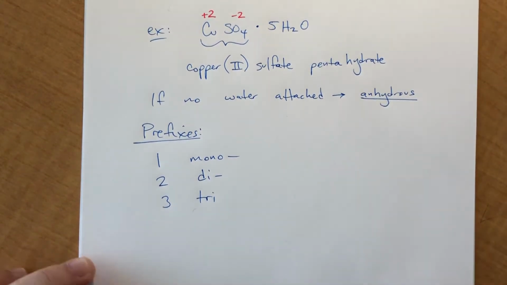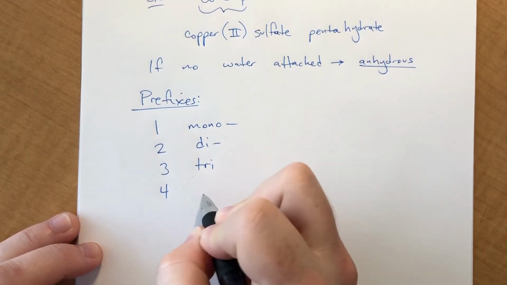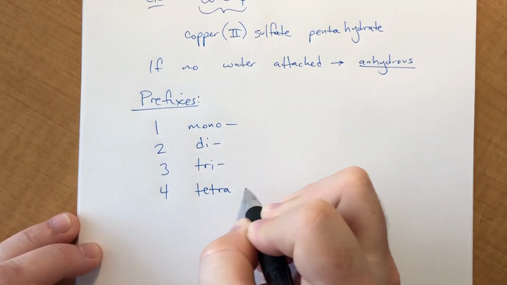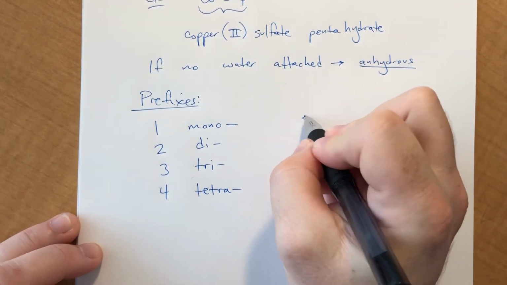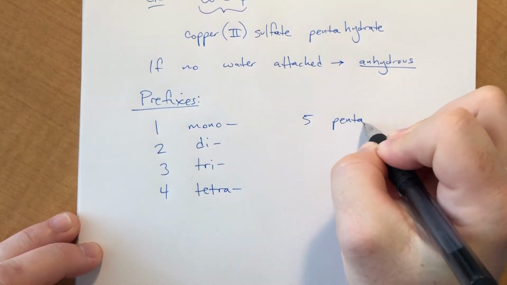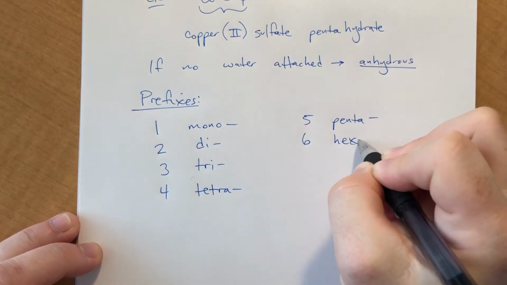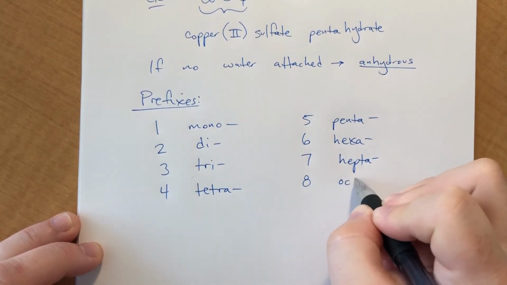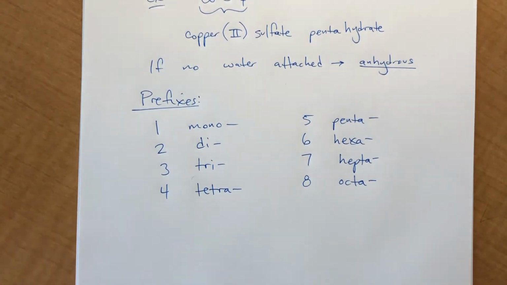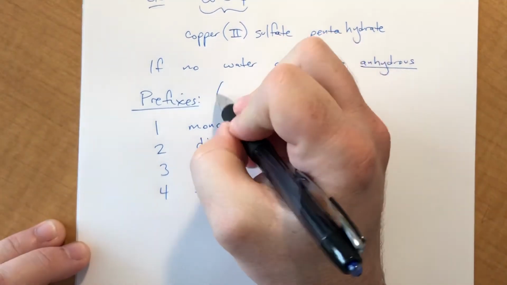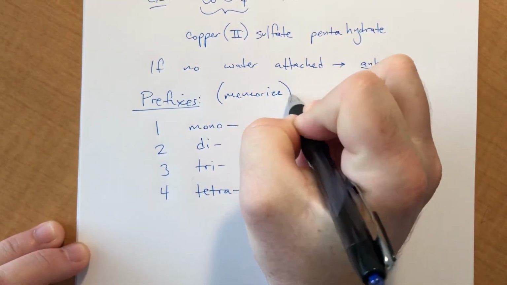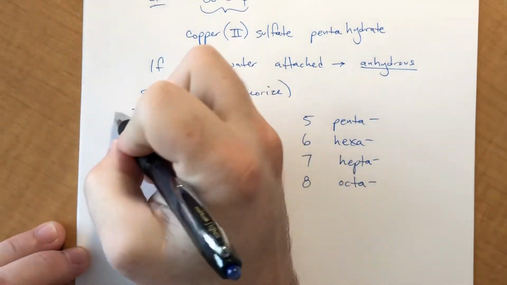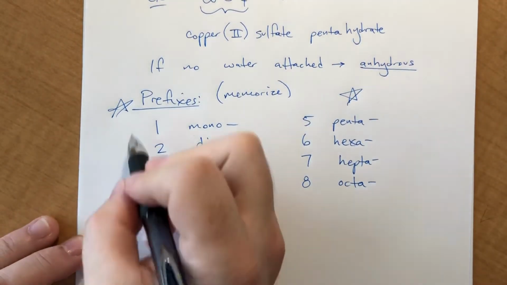3 is tri. 4 is the weird one of the bunch. It's tetra. 5 is penta. 6 is hexa. 7 is hepta. 8 is octa. Technically there are prefixes that go up to like hundreds, but we only need the first 8. We'll never really go above octa. So in terms of memorizing this, which is unfortunately something I have to ask you to do, because they're never going to go away and they're going to come up all the time. Okay, so memorize this.